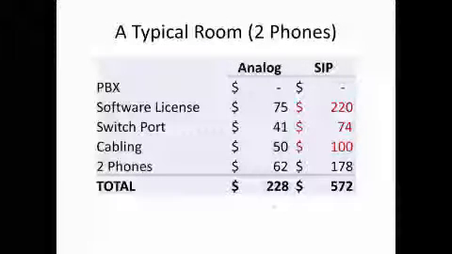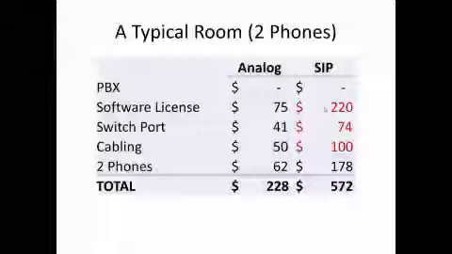The next thing we're looking at here is a typical room with 2 phones in it. Now, it's a very interesting difference here in the SIP world versus the analog world. In the analog world, you can drive 2 phones from a single port and a single software license and a single cable up to the room just by making a branch of that termination in the room to another jack. So the only thing that goes up in price on the analog side is the cost for the 2 phones. Instead of $31 for 1 phone, we've got $62 for 2 phones.